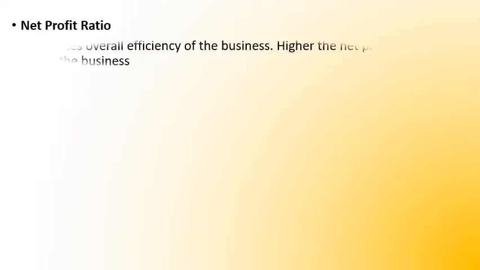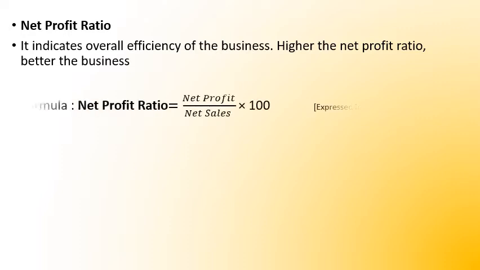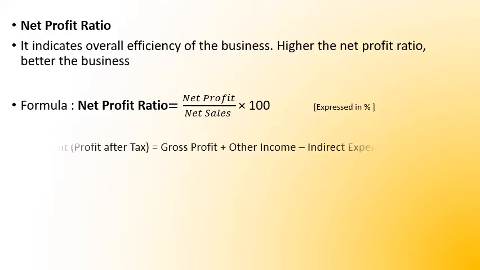Net profit ratio. Obviously, all business organizations' main objective is to look at the net profit. So net profit indicates the overall efficiency of the business. The higher the net profit ratio, the better for the business. And the formula is net profit by net sales into 100, expressed in terms of percentage.